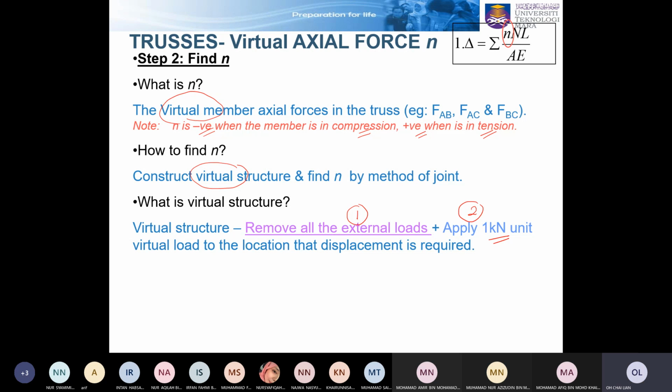Are you with me? Do you have the notes with you? Yes, yes. So where is our concern right now? Where is the displacement that we want to find? Anyone with the notes can answer? Horizontal. Horizontal? At where?